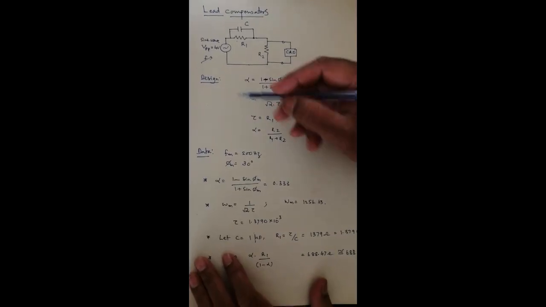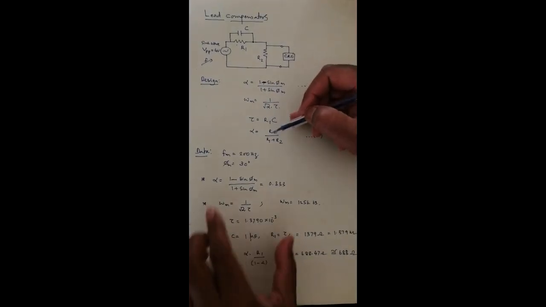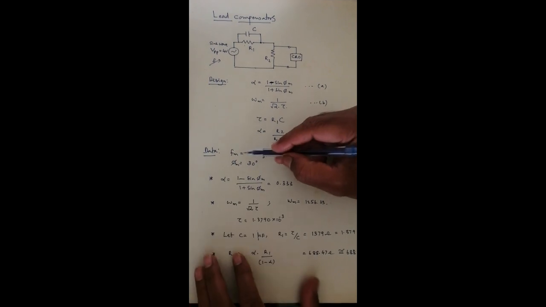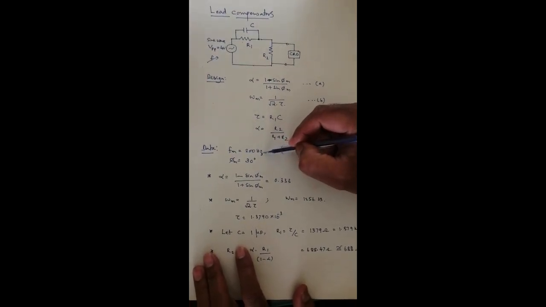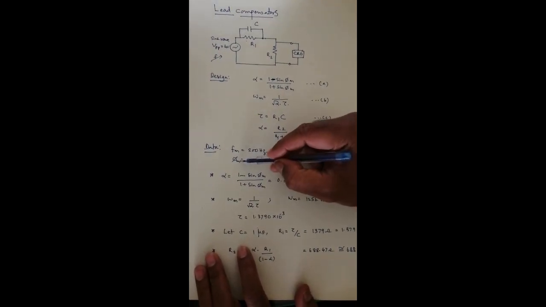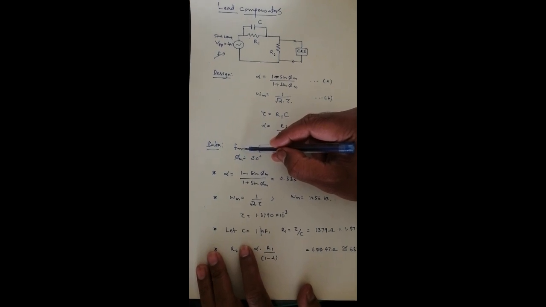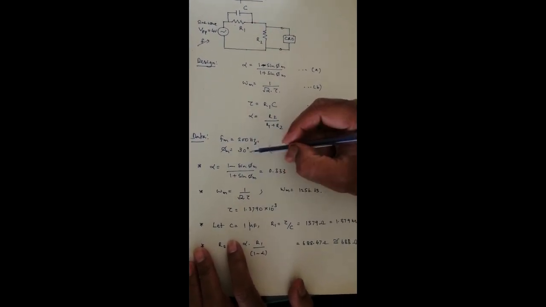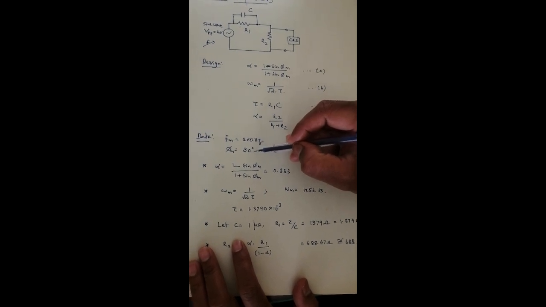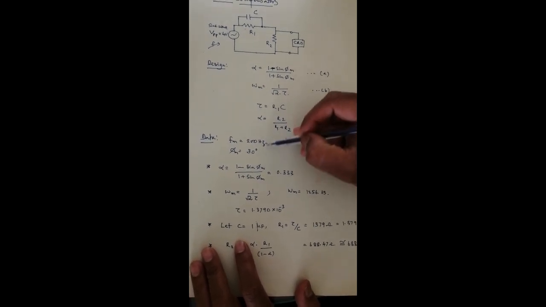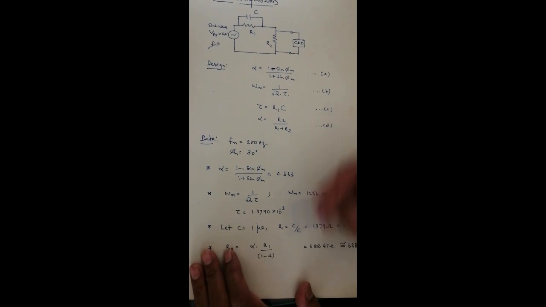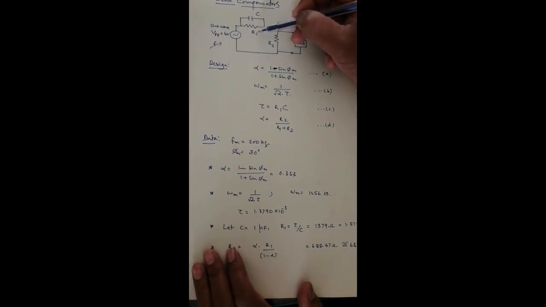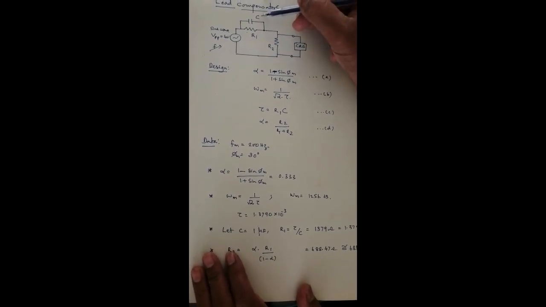Let's look into the design part. For that, the frequency is considered as 200 Hertz, and the phase shift at that frequency, that means the maximum possible phase shift between the output and the input, is taken as 30 degrees. So with these two data, let's see how to decide the values of R1, R2 and C.